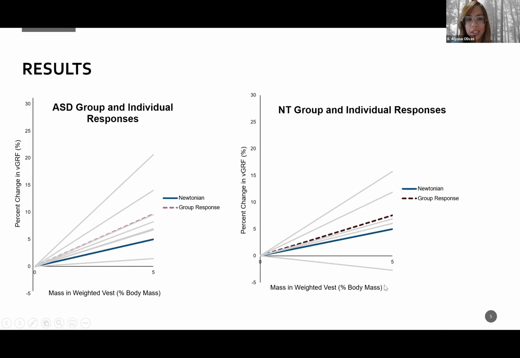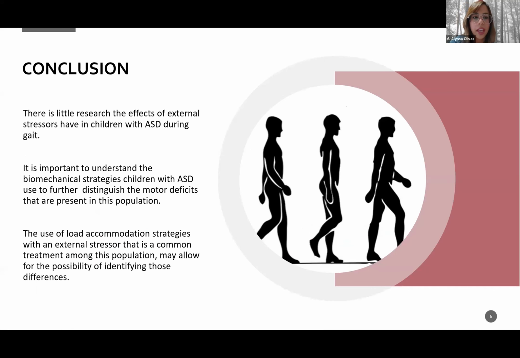So even after they were loaded with the external mass, their percent change in vertical ground reaction force decreased. So we can see here that even though both groups demonstrated the super Newtonian response, it means that it was a neuromuscular strategy because their percent change in vertical GRF increased more than the percent body mass that was in the vest. And this is important because there's not really a lot of research that examines the effects of these external stressors as a child with autism is walking.